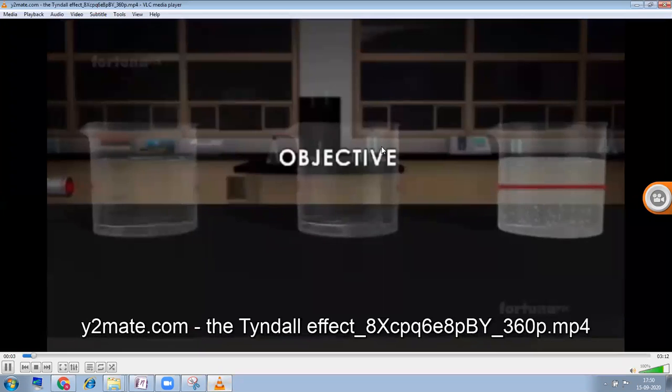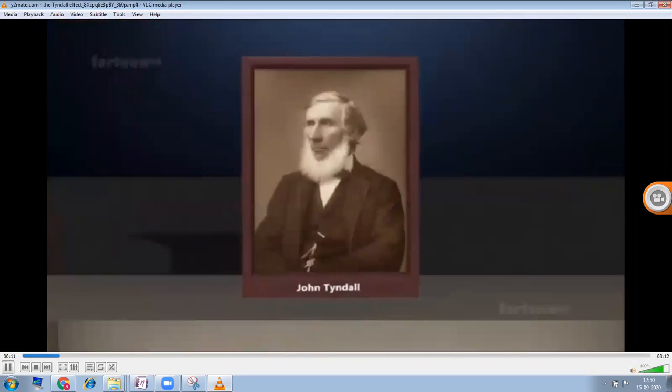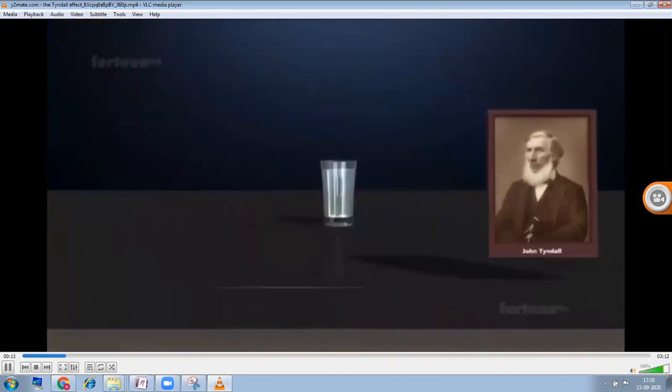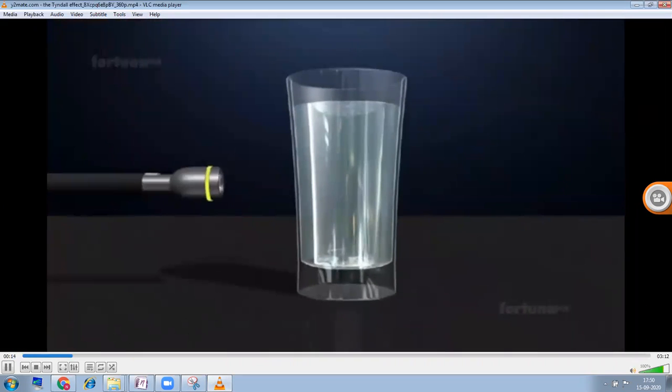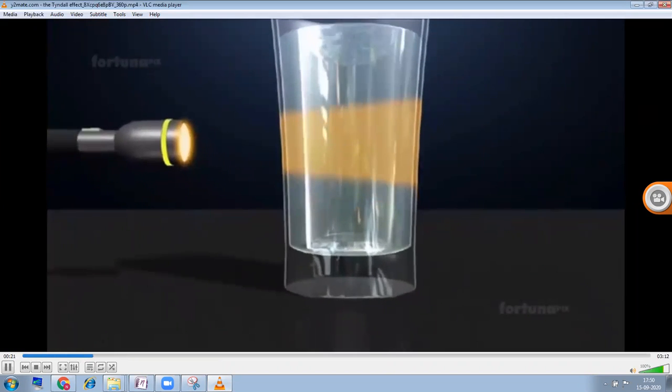Tyndall effect. Objective: to learn the concept of Tyndall effect. The Tyndall effect, named after physicist John Tyndall, involves the scattering of light by finely suspended particles, such as in a colloid. This effect is also referred to as Tyndall scattering.